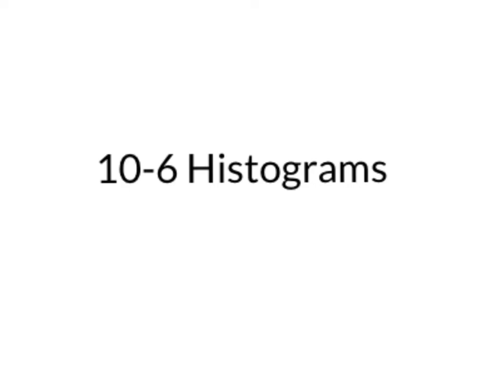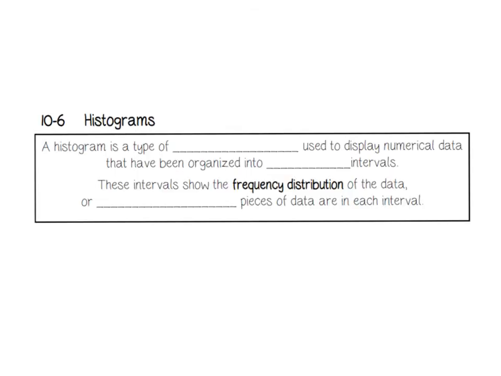Today we're going to be learning about histograms. Now they're going to look a lot like bar graphs, but they are different. So a histogram is a type of bar graph used to display numerical data that have been organized into equal intervals. These intervals show the frequency distribution of the data, or what's also known as how many pieces of data are in each interval.